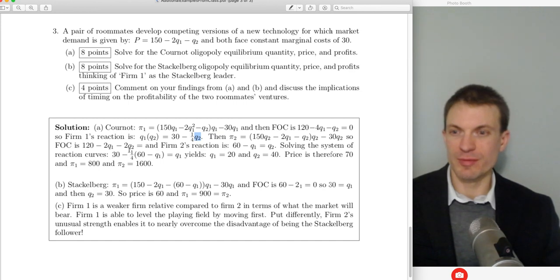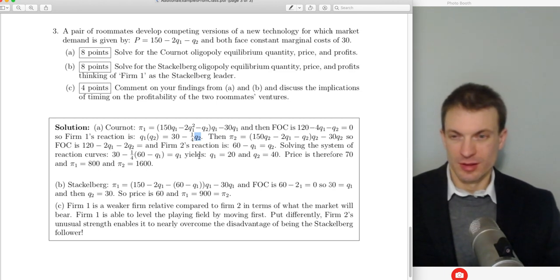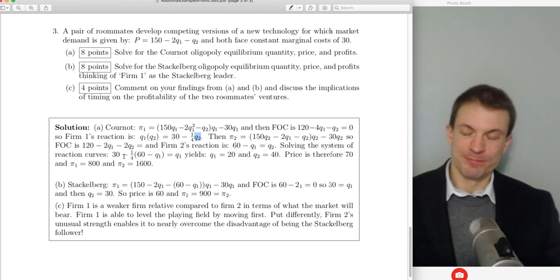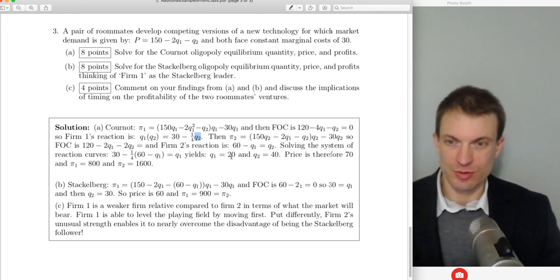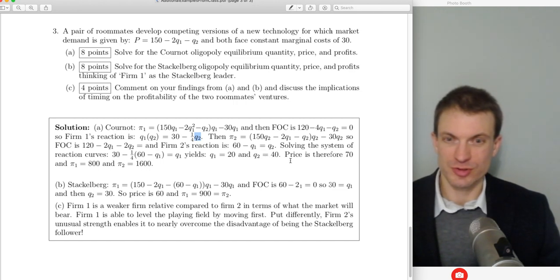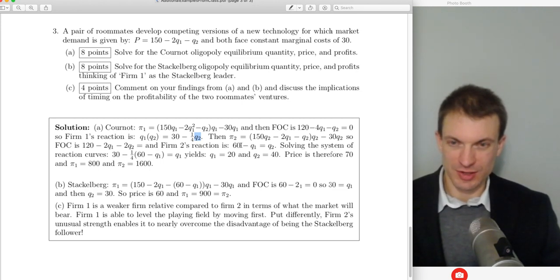Solving our system of reaction curves, so replacing q2 with 60 minus q1 in firm 1's reaction, we end up getting 30 minus 1/4 times this stuff. And so this is going to be 30 minus 1/4, so that's 30 minus 15 plus 1/4 q1. And so we're going to end up getting q1 is going to be 20, and then q2 is going to be 40. Let's verify. So let's plug in: 60 minus 20 is indeed 40. And then over here, 30 minus 10 is indeed 20.